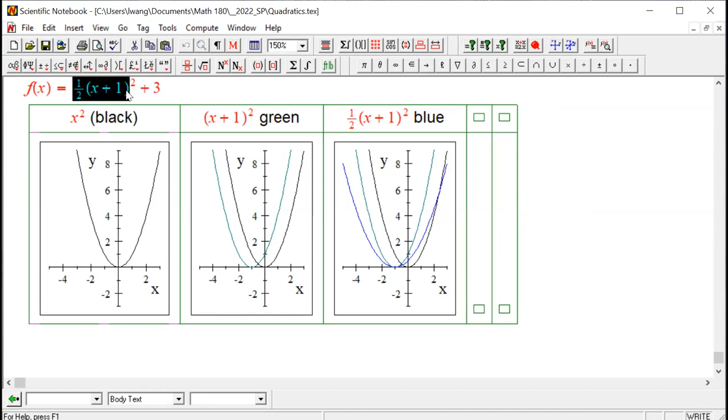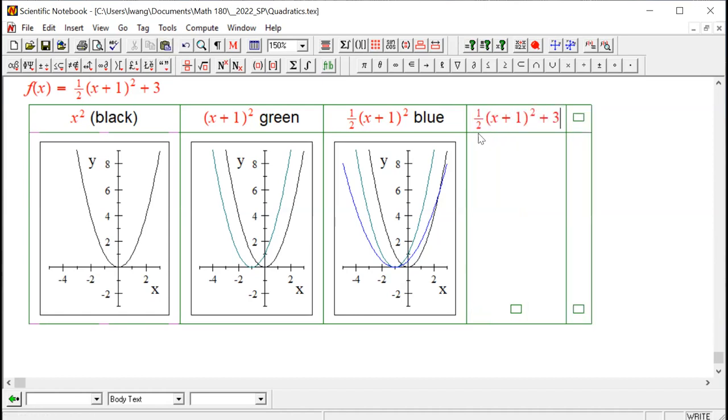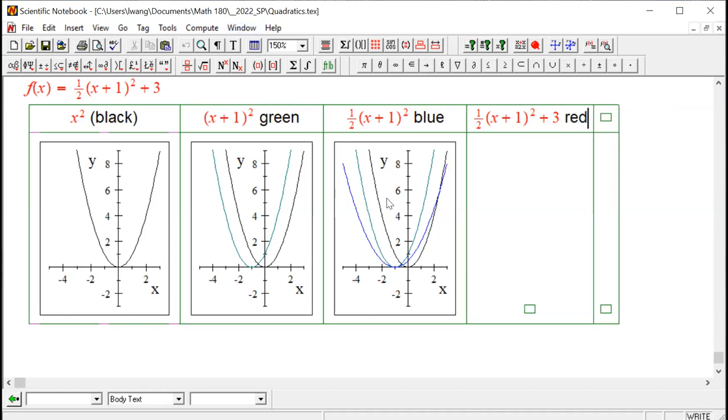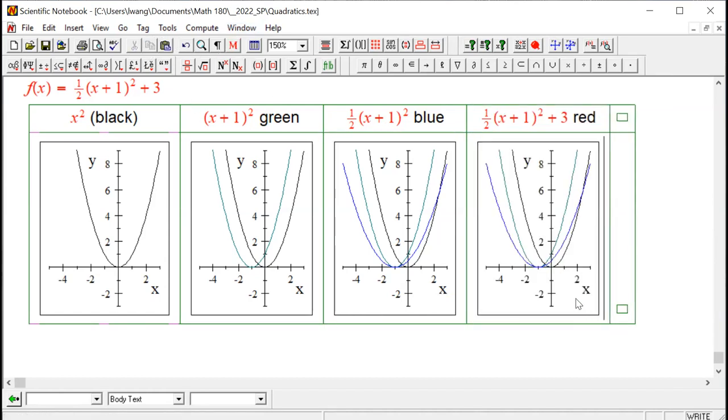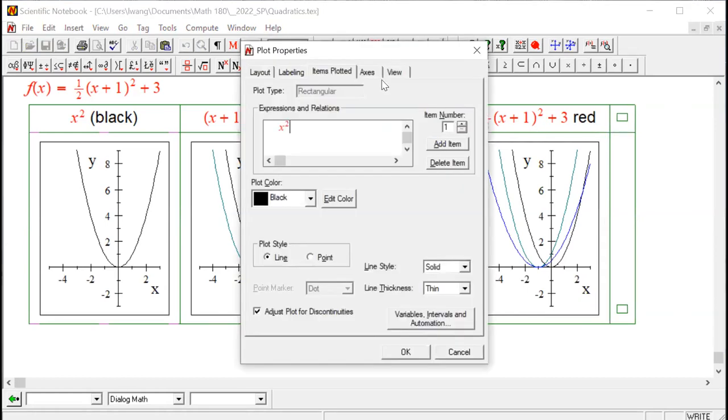And then +3, look at that, +3. +3 meaning the whole thing plus 3. And that's going to be shifting up by 3 units. Okay, so this time I'm going to use red. So that blue is going to be shifted up by 3 units.